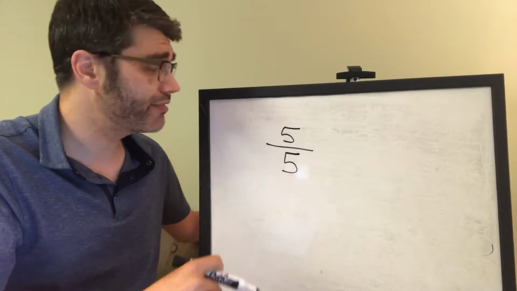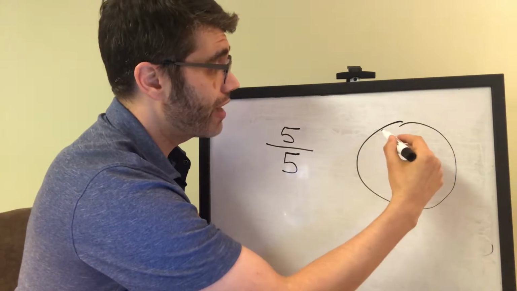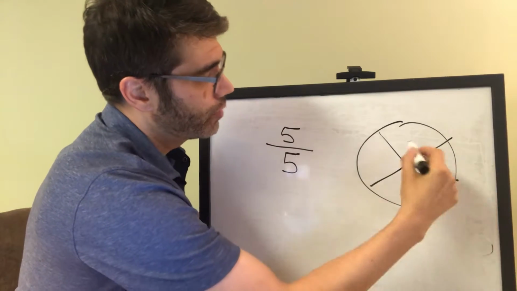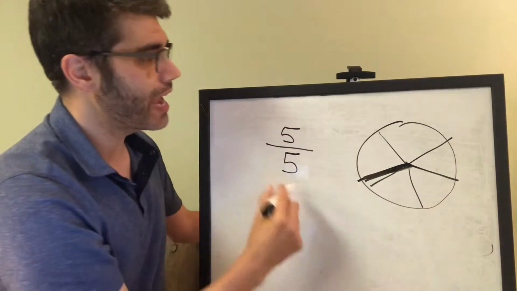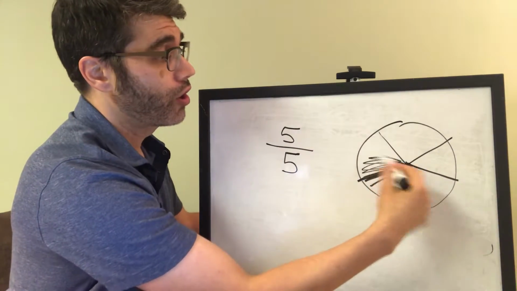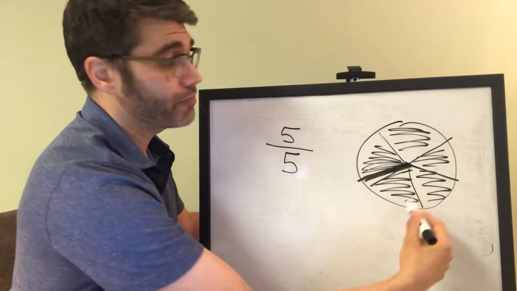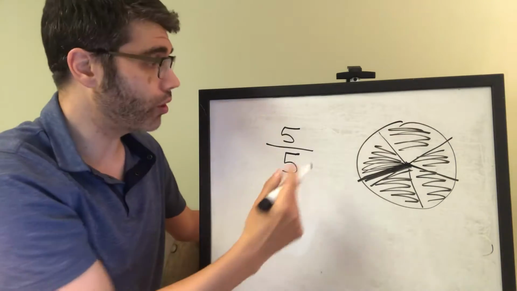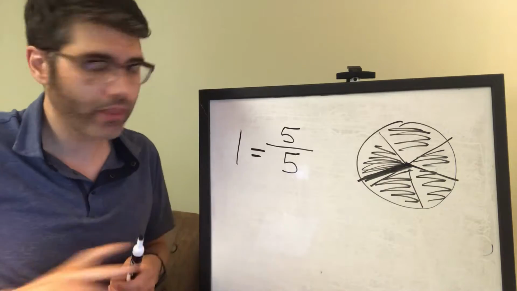5 over 5 is, think of a pizza that's split into 5 sections. 1, 2, 3, 4, 5. Let's say they're even sections, okay? And let's say you chose 5 slices of that 5 sliced pizza. You eat the entire pizza, you eat the whole. So that's why this is otherwise known as 1, okay?